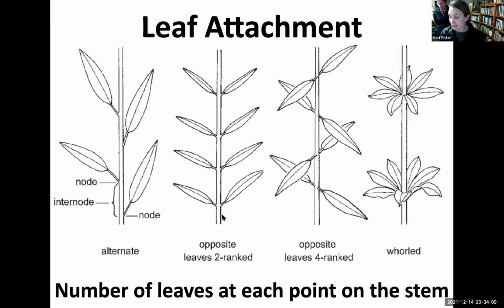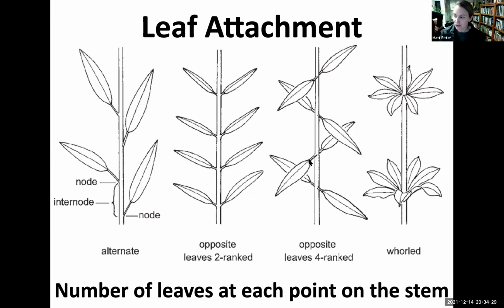Okay, so then maybe you can have two leaves attached to each node, and that's what we're showing you here. So the stem goes up, and then there's a node, and you got two leaves attached there. Stem, two leaves, stem, two leaves. And we call this condition opposite. So if you have two leaves attached at each point on the stem, you have opposite leaf attachment.